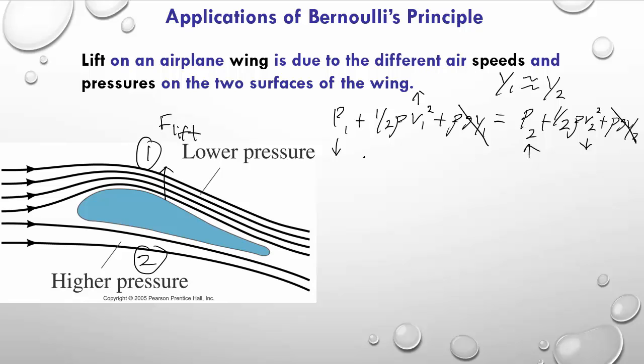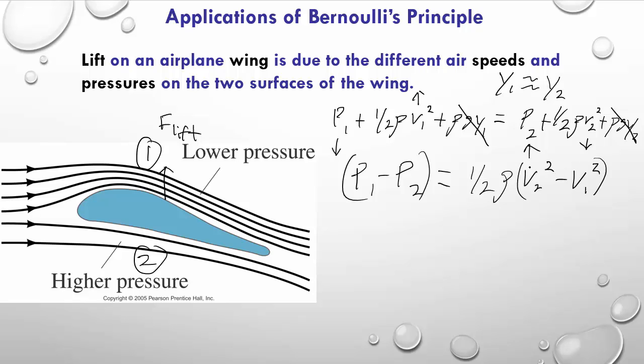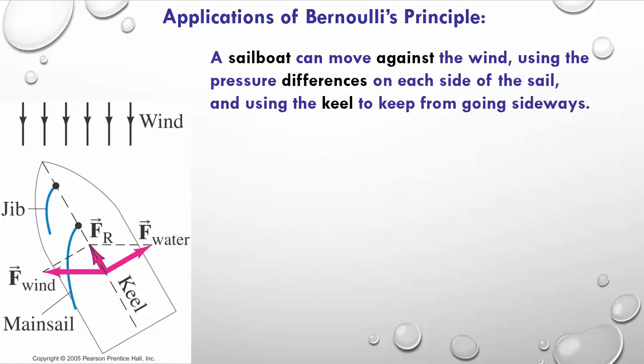And often we're just interested in the difference, so you would rearrange it so you'd have P1 minus P2, just the difference in those pressures, equals 1/2 rho times V2 squared minus V1 squared. So you have to know the velocities, and you plug those in, and then you can find the difference in the pressure.